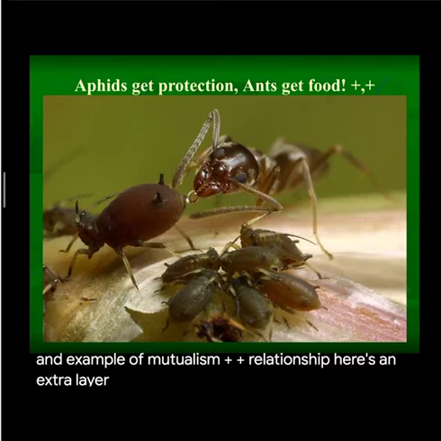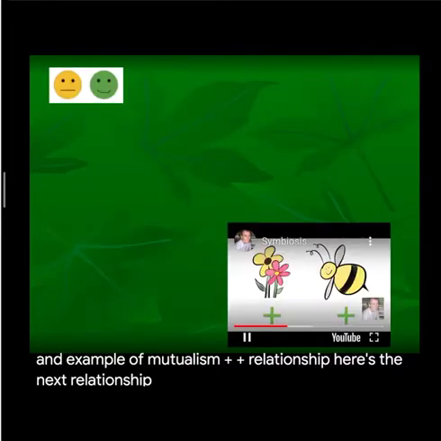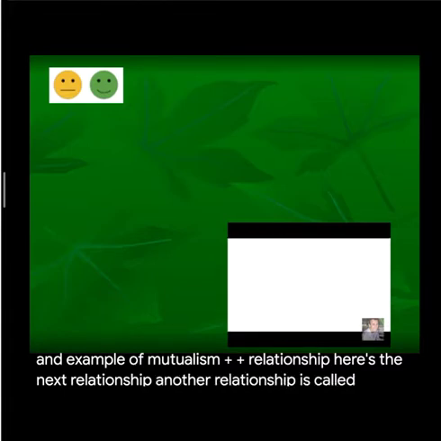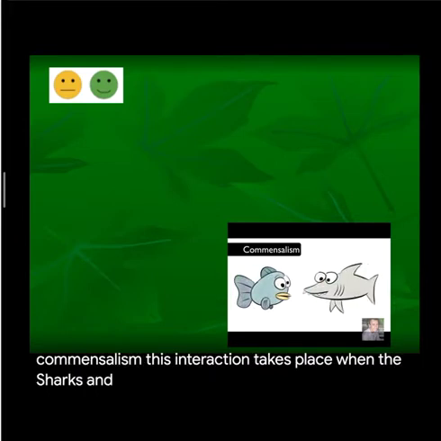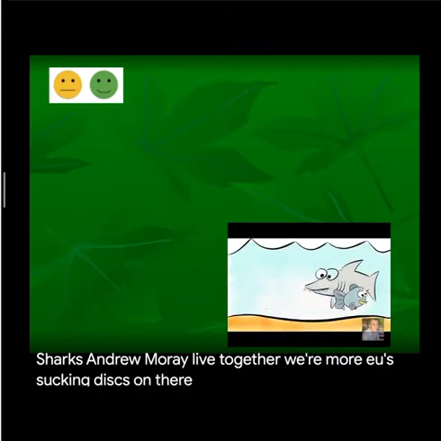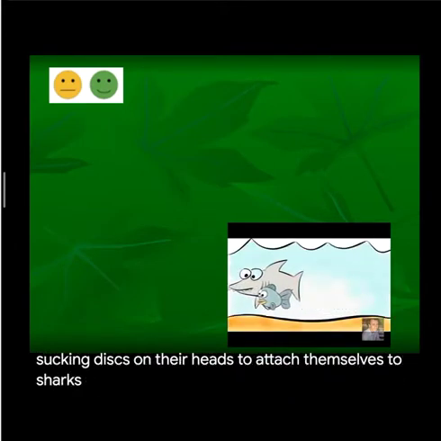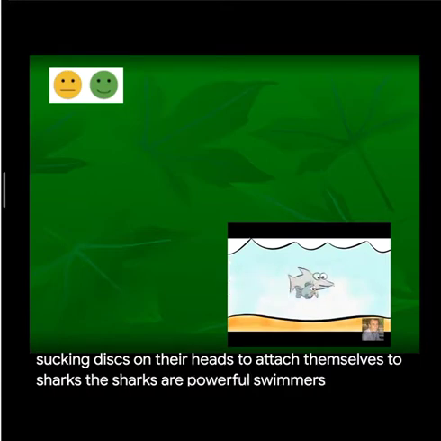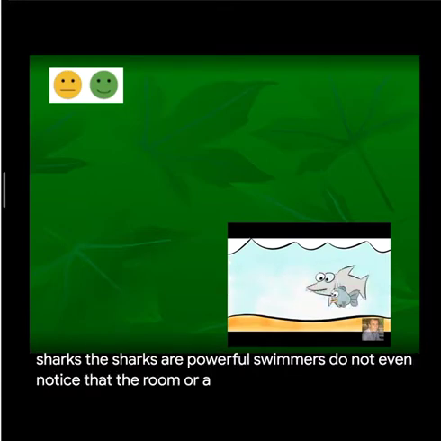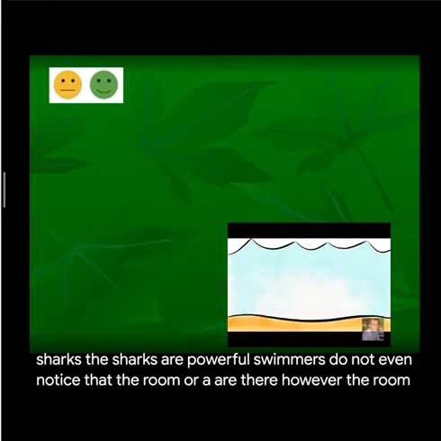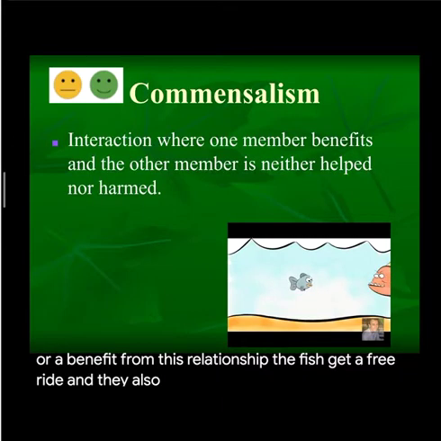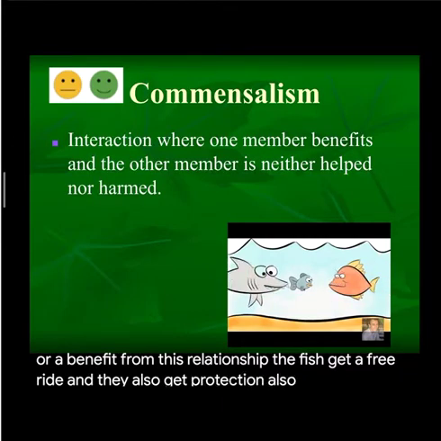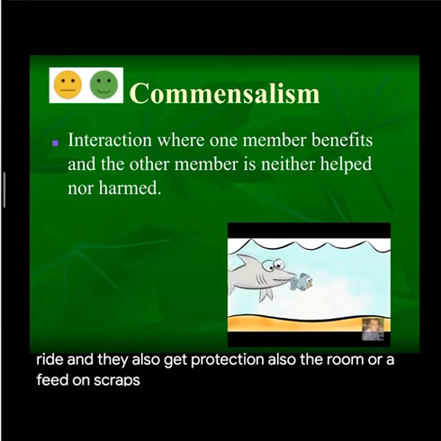Here's the next relationship. Another relationship is called commensalism. This interaction takes place when the sharks and remoras live together. Remoras use sucking discs on their heads to attach themselves to sharks. The sharks are powerful swimmers and do not even notice that the remoras are there. However, the remoras benefit from this relationship. The fish get a free ride, and they also get protection. Also, the remoras feed on scraps that are left over by the shark.